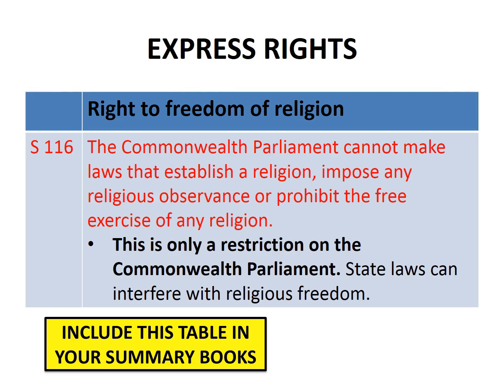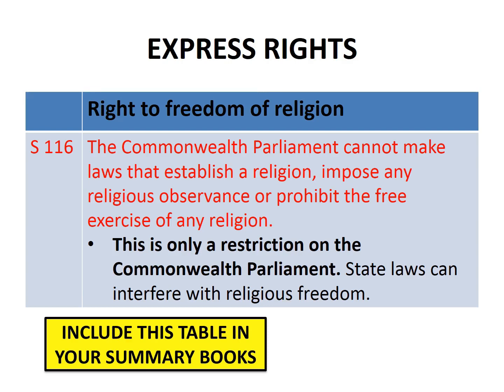Look at the way that Section 116 is worded. It doesn't say that each person has the right to freedom of religion. The United States Bill of Rights would say something like that. That is, that every person who's a citizen of the United States has freedom of religion. But that's not what Section 116 says. Section 116 says that the Commonwealth Parliament cannot make a law that requires people to follow a religion or that prohibits people from following a religion. So Section 116 is a restriction on the law-making power of the Commonwealth Parliament.